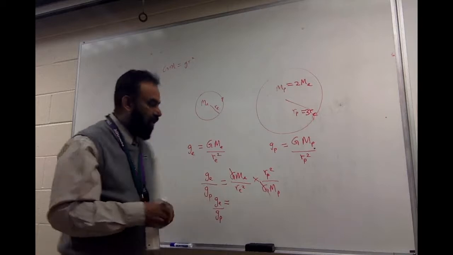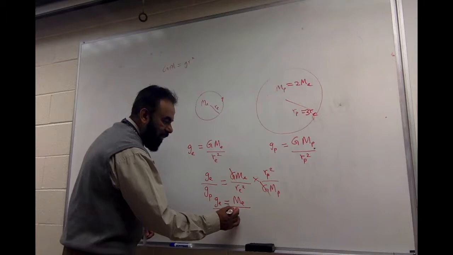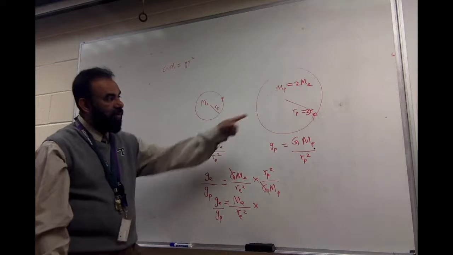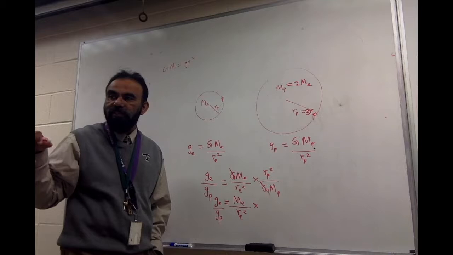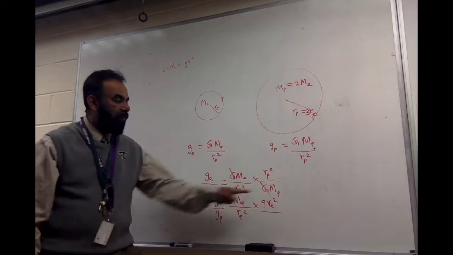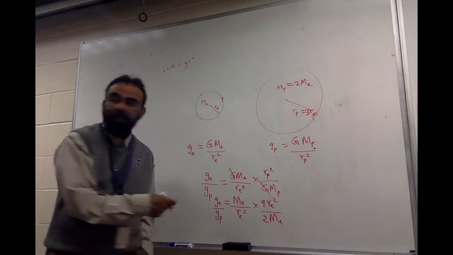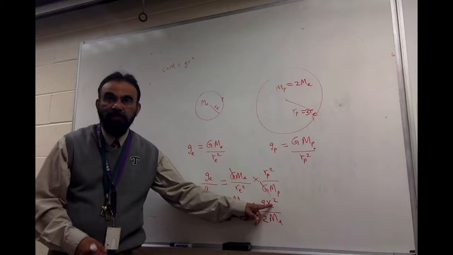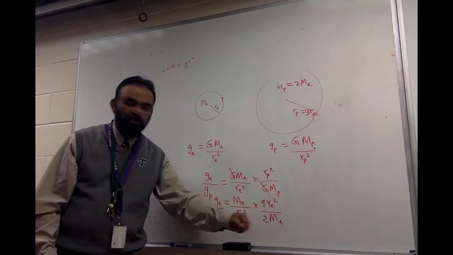Is that clear? Now I'm just going to substitute. I'm going to leave M_E as it is, and I'm going to leave R_E squared as it is, times R_P. What will I put for R_P? 3R_E squared. So what do you get? 9R_E squared. And what do you put for M_P? 2M_E. Is that clear? I'm getting rid of R_P and I put 3R_E and then square it, so it'll become 9R_E squared. I'm getting rid of M_P because I know it's 2 times the mass of Earth.